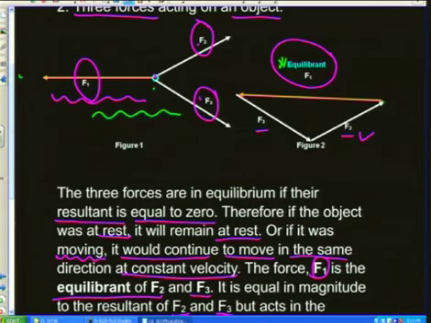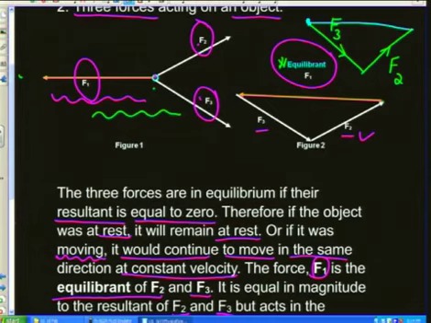But suppose it was just for you to say, there is my F3, and there is my F2, all right? And I need to put in a resultant. So I just arrange them tail to head. The resultant will be from the tail of F3 to the head of F2. That would have been the resultant of the two forces.